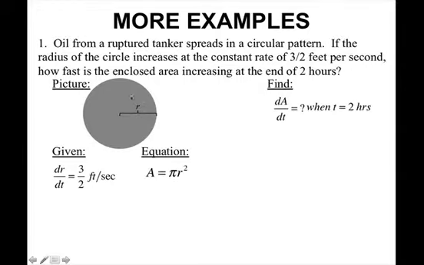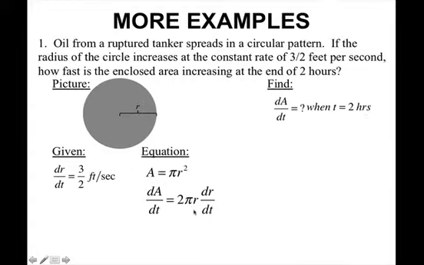So that means my equation I'm going to use is the area of a circle. And I have dr/dt and I want to find dA/dt. So I can go ahead and take the derivative of the equation to get dA/dt equals 2 pi r dr/dt. Now I do have an r floating here, but here I have t equals 2 hours.